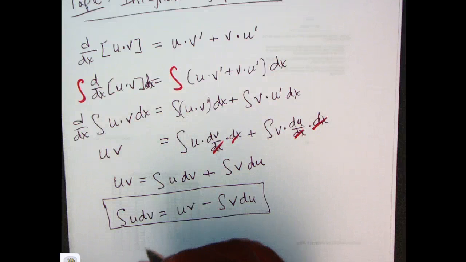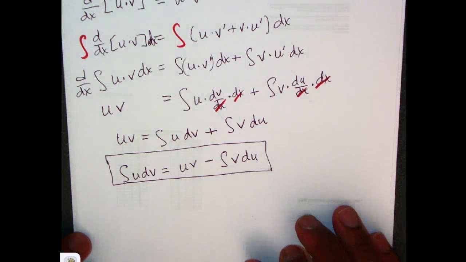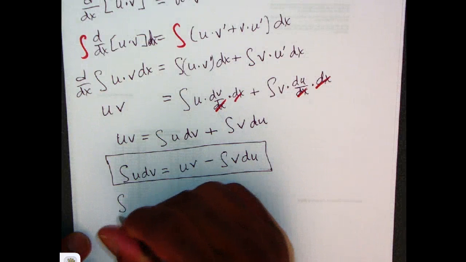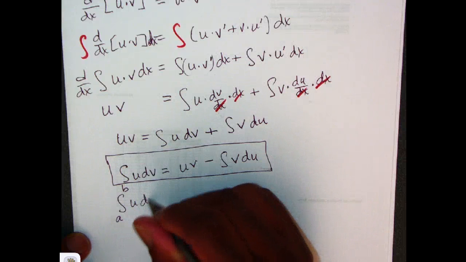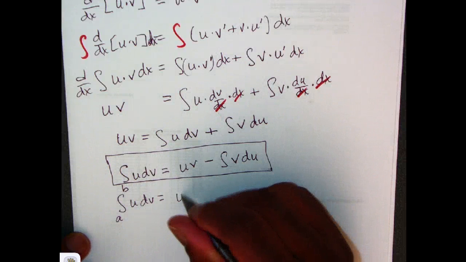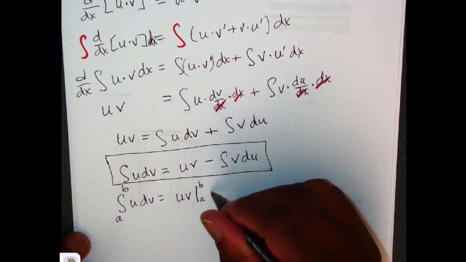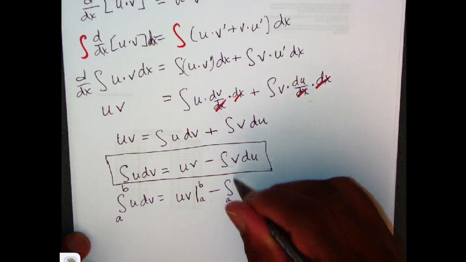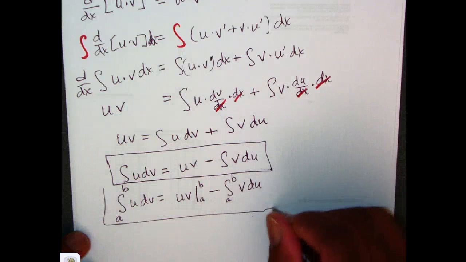Also, just keep in mind that if we are taking this integral, and it's a definite integral, the integral from a to b of u dv, that's equal to uv evaluated from a to b minus the integral from a to b of v du. Okay.